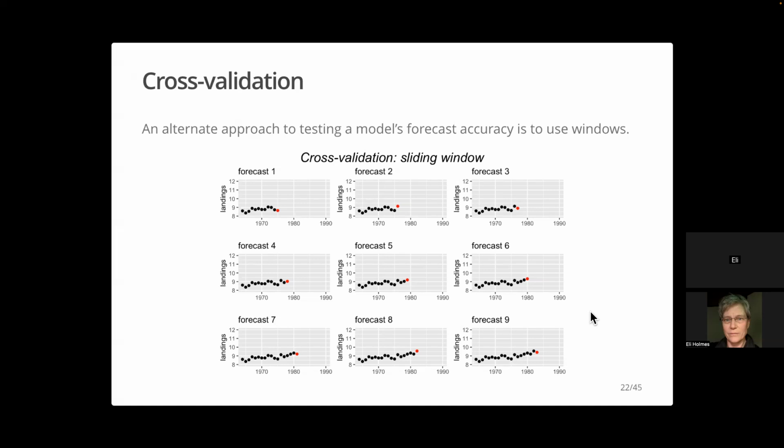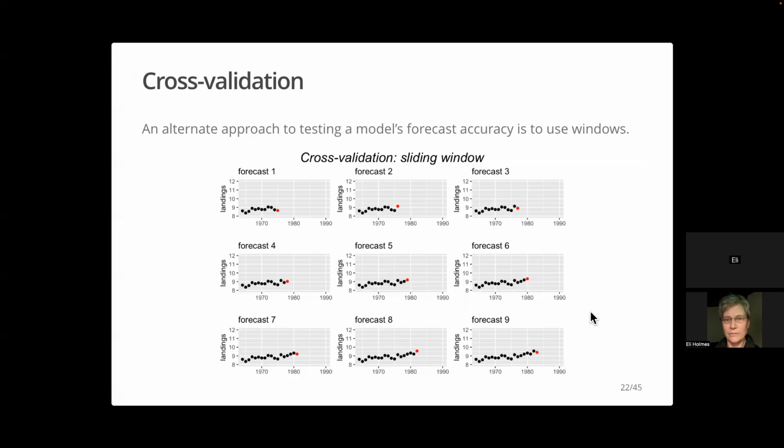Here's the sliding window approach. So for the first forecast, we take 1, 2, 3, 4, 5, 6, 7, 8, 10, 11. Okay, so we take these points and then we forecast this next point here. Then for the next one, we add 1 data point, we forecast that one. We do that, and we do the next one. So that we now create 9 forecasts from our data.